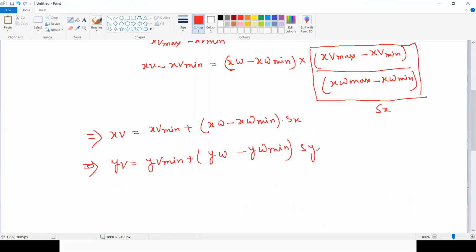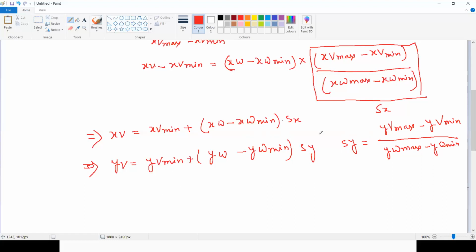So what is our Sy? After derivation you will get Sy like this: yv max minus yv min divided by yw max minus yw min. Okay. So in this way, you can derive the Sy also.